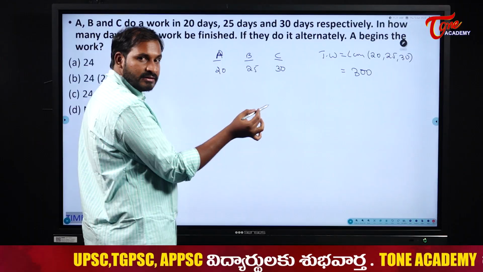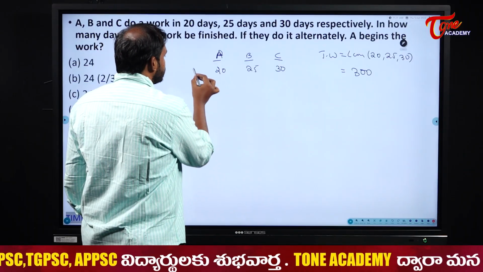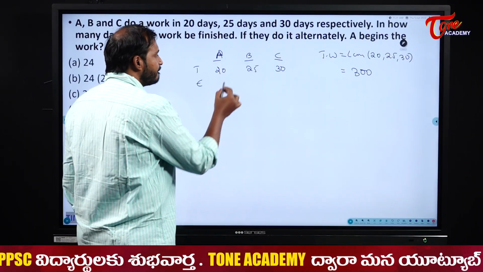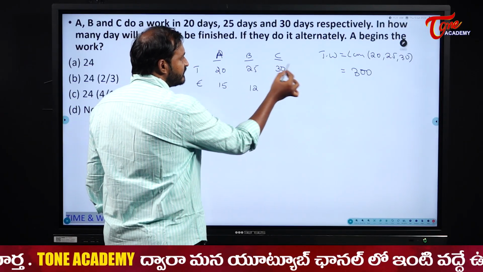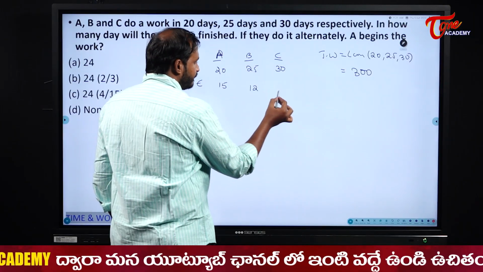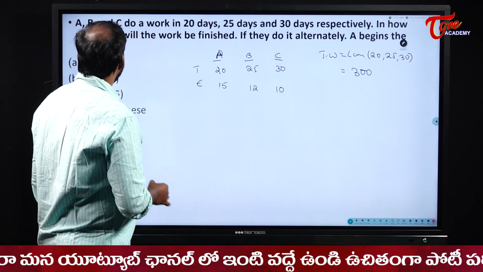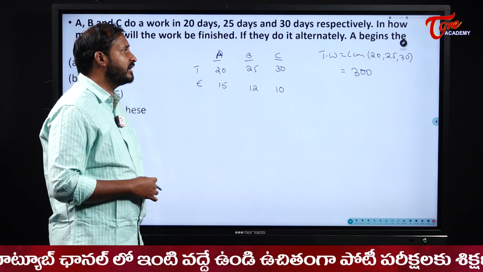Now tell me what you will get. What will be the next case? So efficiencies. What is the efficiency of A? It will become 15. What is the efficiency of B? 12. What is the efficiency of C? 10. Okay, right. In how many days will the work be finished if they do it alternately?